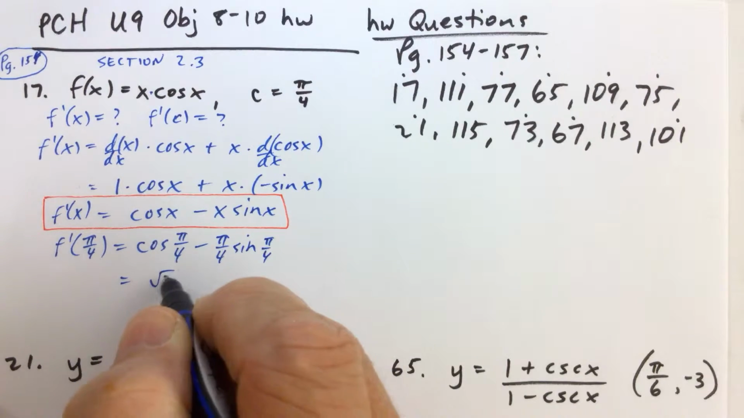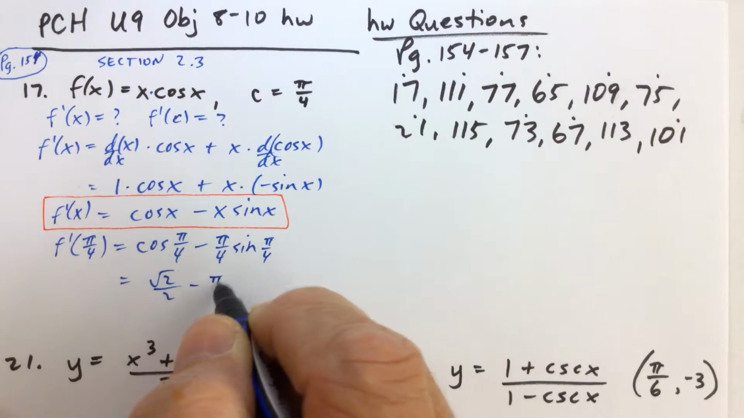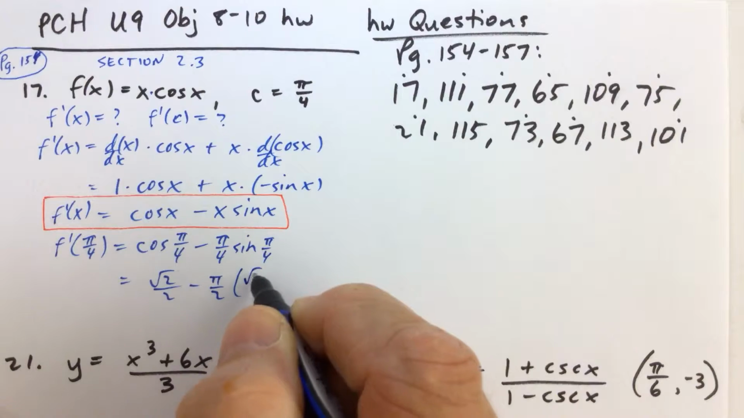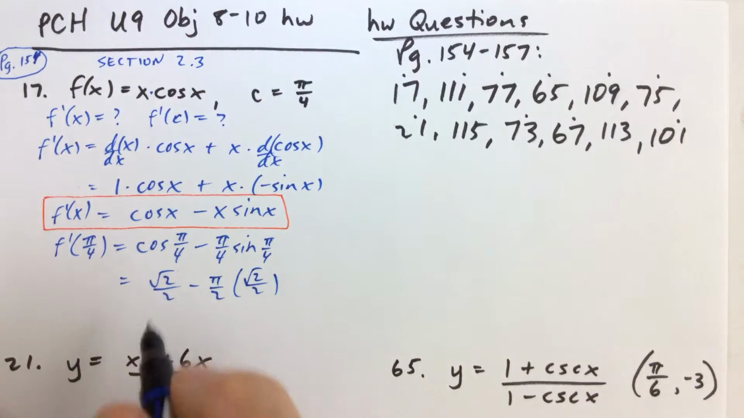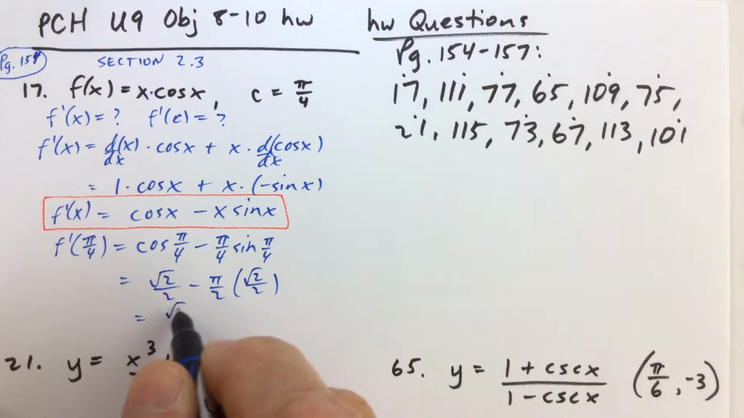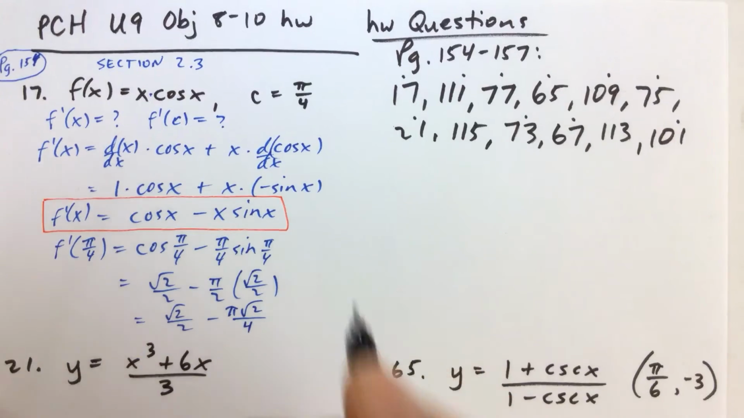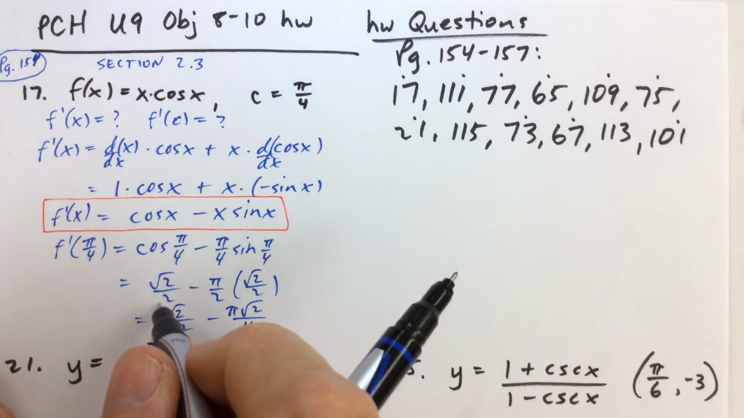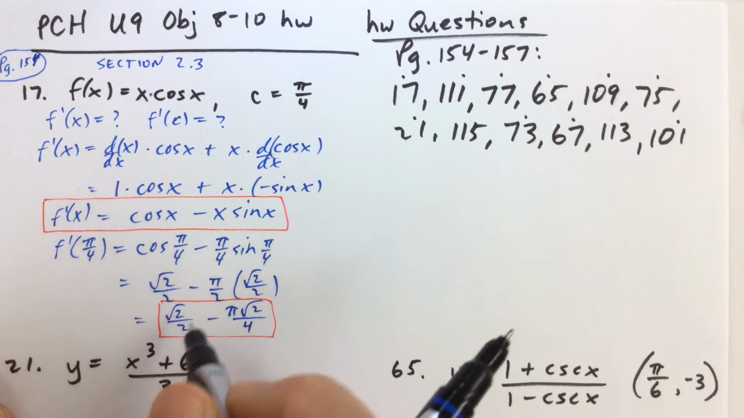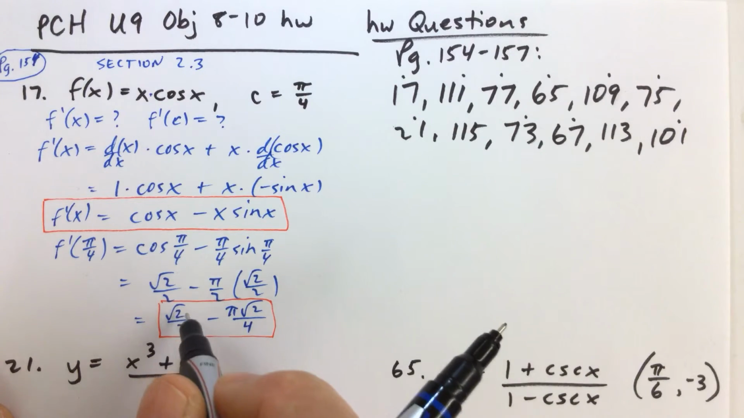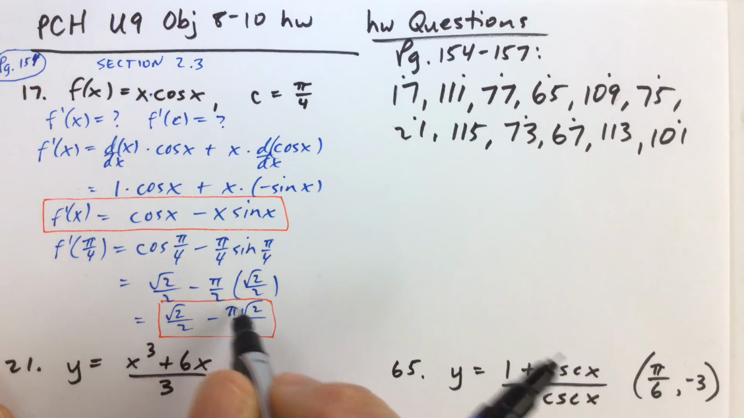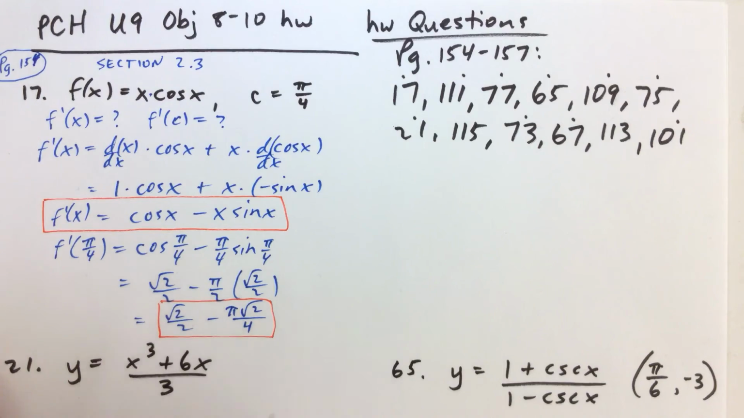And cosine of pi over 4 is radical 2 over 2, and so is the sine of pi over 4 as well. If you leave it like that, that's not the end of the world. I would probably write it like this, and I would leave it alone. If you wanted to write it as one fraction, if in the back of the book it had one fraction, then you could just multiply top and bottom of this by 2. So you have 2 radical 2 minus pi radical 2 all over 4, or you could leave it like that.